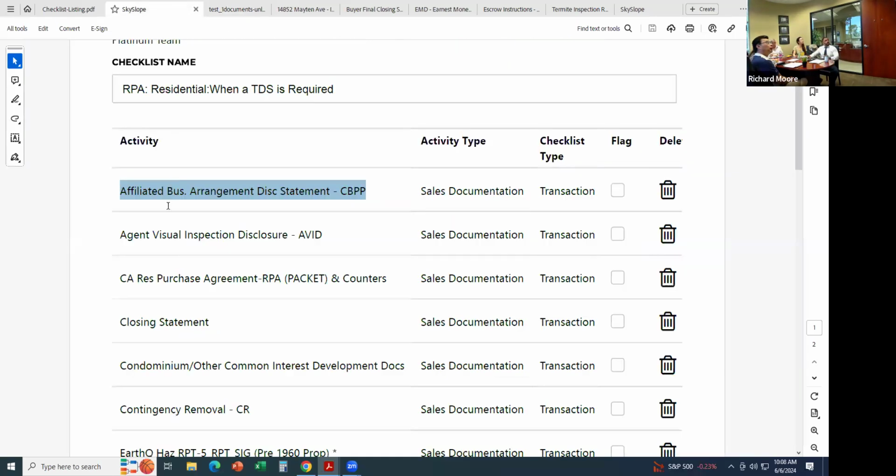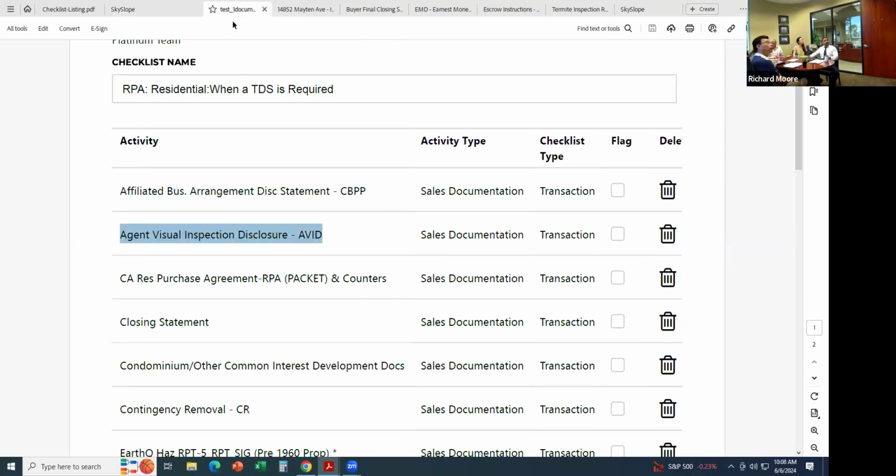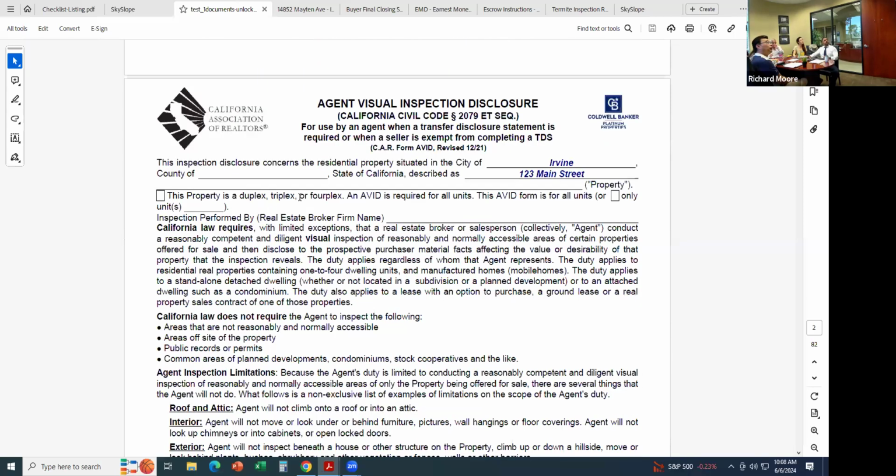Okay? The next form is the agent visual inspection disclosure. And this form looks like this. You're going to get this form from Zip Forms. And you're going to generate your own, but the other agent also has to generate their own. So there's going to be two of these.